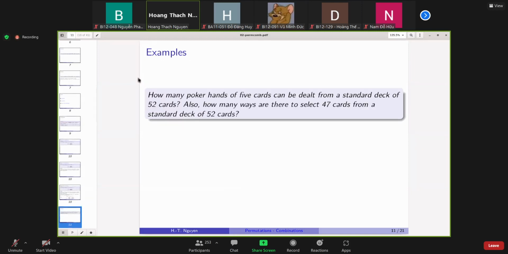Okay, so here is an example. I guess you know about poker. In poker, each player is dealt a hand of 5 cards. Suppose that you have a standard deck of 52 cards. Then how many different 5-card hands are there that can be dealt?